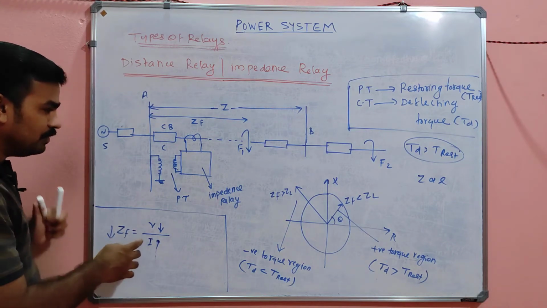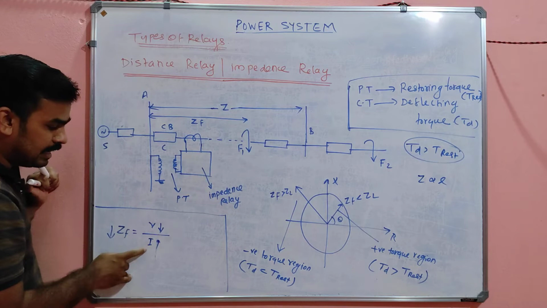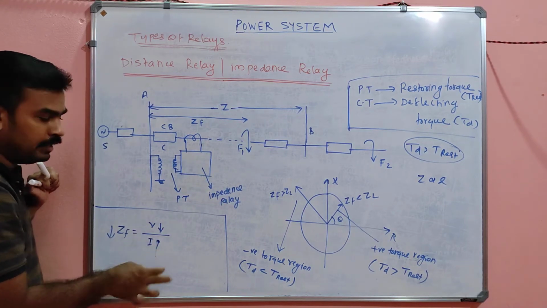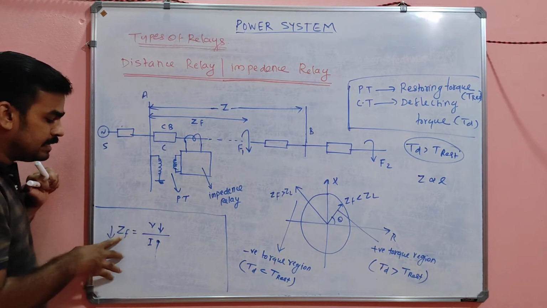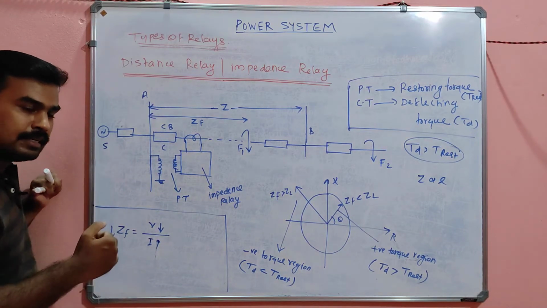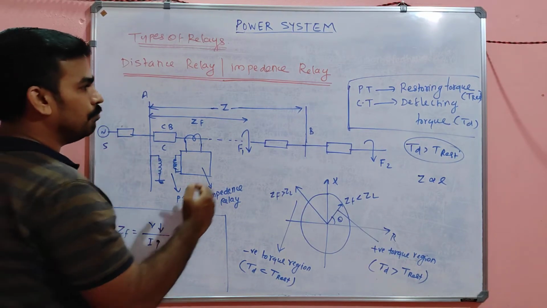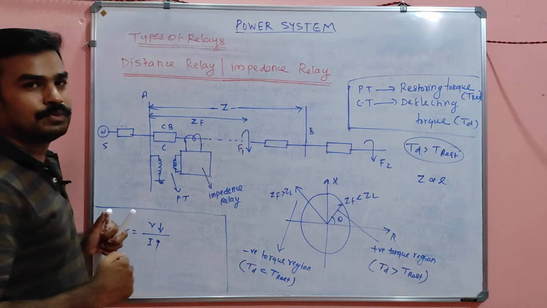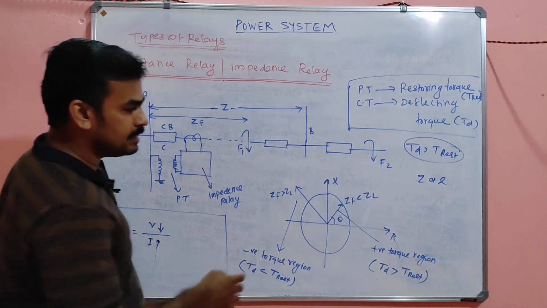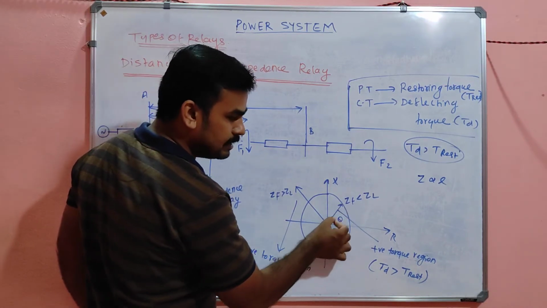Okay, so the fault point is nothing but the current increasing and voltage decreasing point. When current increases and voltage decreases, the impedance will be reducing. If the impedance is reduced below the set value, what happened? The relay will operate. That is nothing but this inside region.